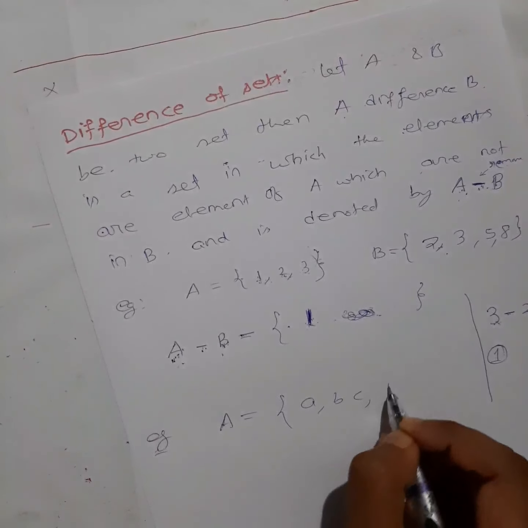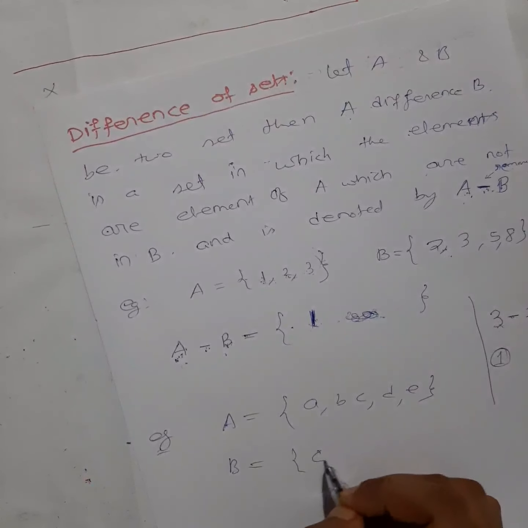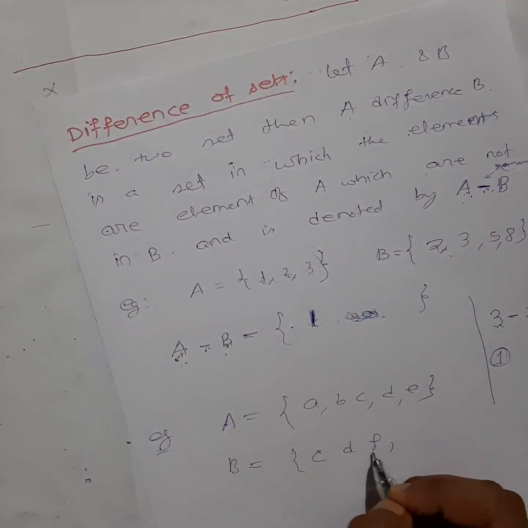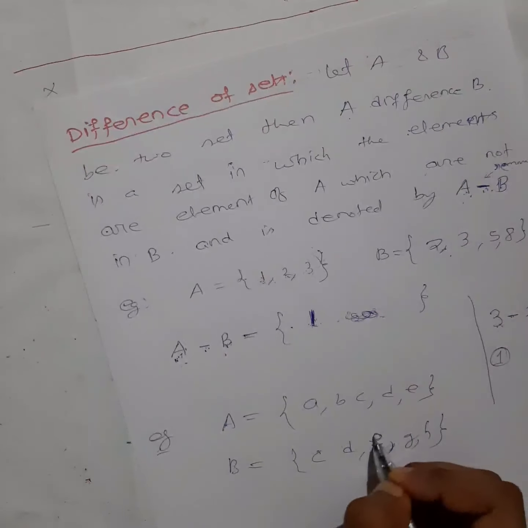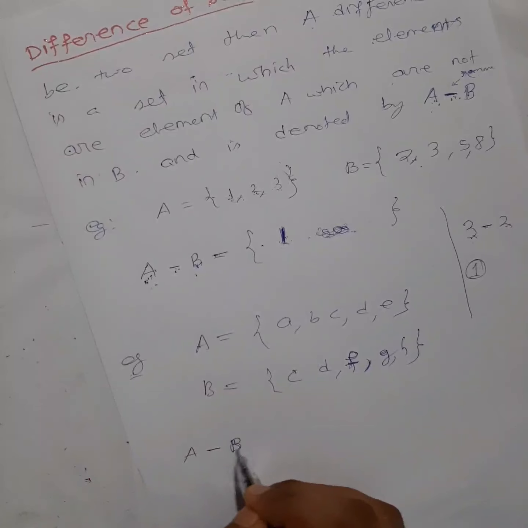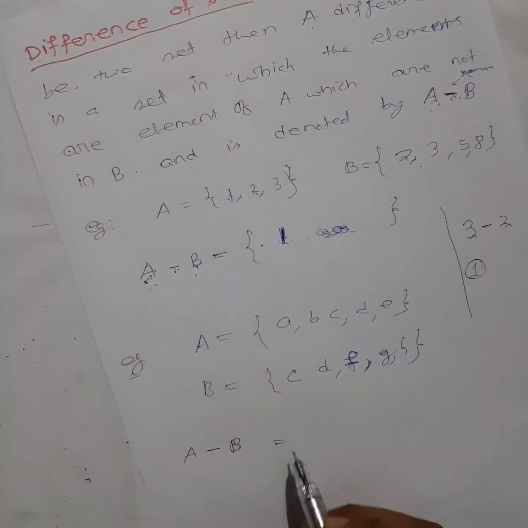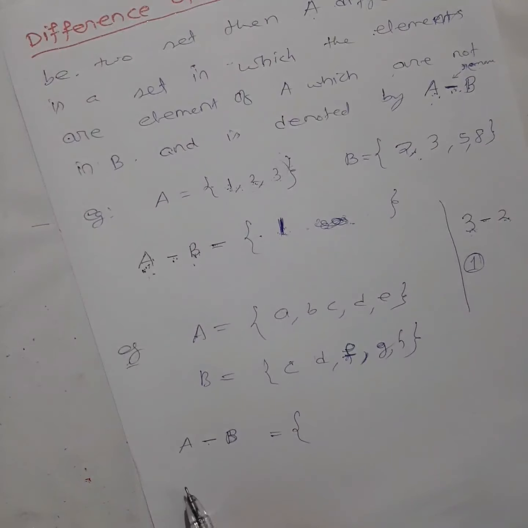A is A, B, C, D, E. And B is a set with, suppose, C, D, F, G, H. So don't get confused, okay, between common elements and this difference elements. So see how you can remember: A minus B means A difference B, we used to read, okay. For remembering, I said, to remember in a simple way.